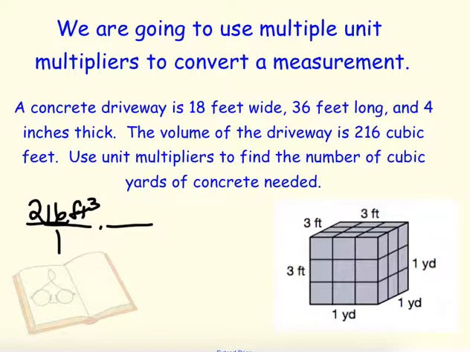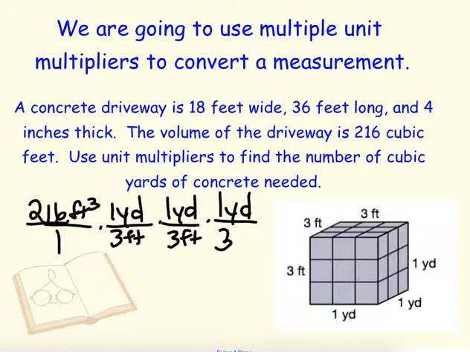So I, once again, use my conversion. I can either do my 1 yard over 3 feet 3 times, or I can use my 1 yard cubed over 27 feet cubed. Either way, the feet cubed go away and I end up with yards cubed. And I do 216 divided by 27, which ends up just 8 yards cubed.